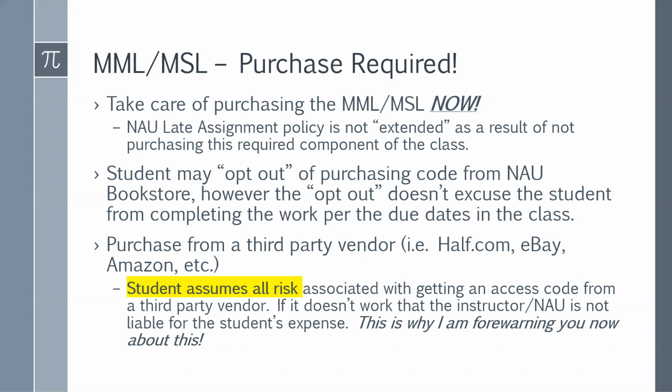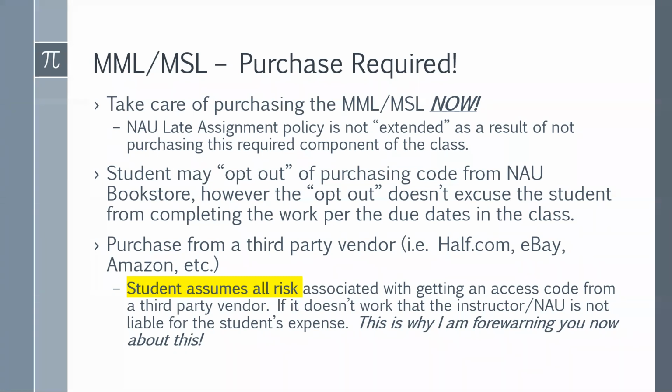Now, you do have the option of opting out of purchasing the access code from the bookstore. But I'm going to tell you now that the way NAU has this set up is the recommended way to do that, at $75 per course. If you purchase the access code via a third party, such as Half.com, eBay, Amazon, etc., you, the student, assume all risk on that access code.